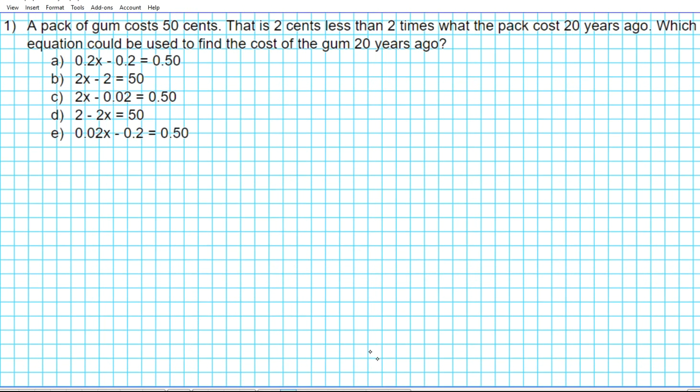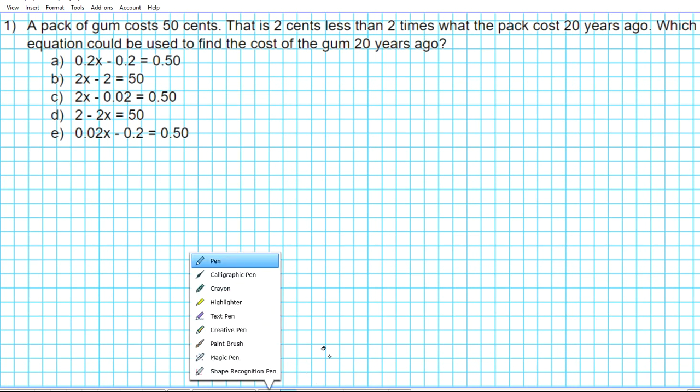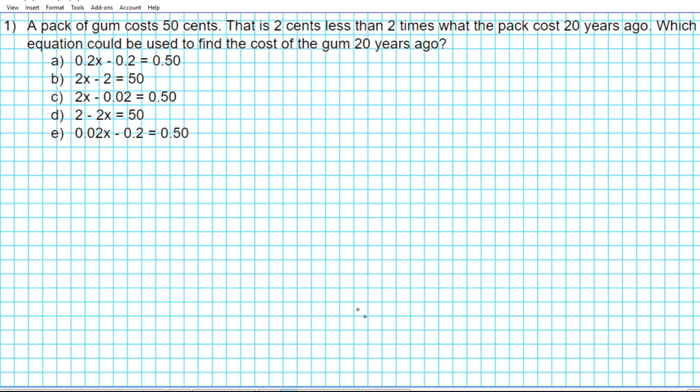It reads, a pack of gum costs 50 cents, and that price is 2 cents less than 2 times what the pack cost 20 years ago. Question, which equation can be used to find the cost of the gum 20 years ago?